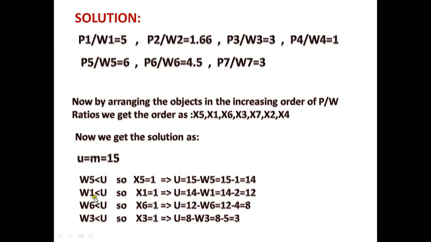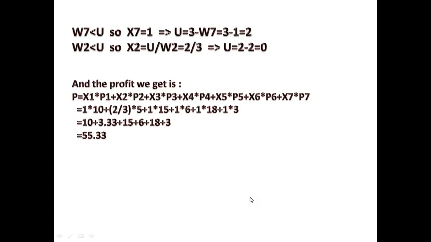Now we consider the next object, which is having the maximum P by W ratio, and it is the first object. Since the weight of the first object is less than the capacity of the knapsack, we can add one full unit of the object to the knapsack. After adding object 1, the remaining weight in the knapsack is 12. Continue the process. We will consider object 7, and since the weight of object 7 is less than the capacity of the knapsack, one full unit of object 7 could be added to the knapsack. After adding object 7, the remaining weight in the knapsack is 2.